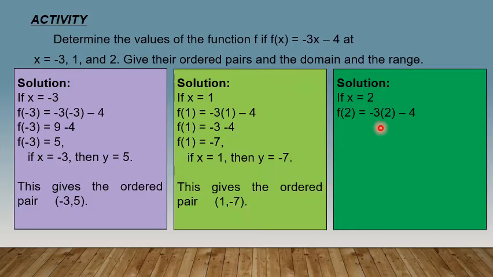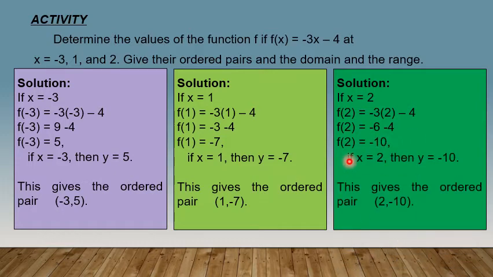Another one is x equals 2. So -3 times 2, we're going to substitute also here. -3 times 2 is -6. Then both negative, we have to add and copy the signs. And this is a pairing, (2, -10).